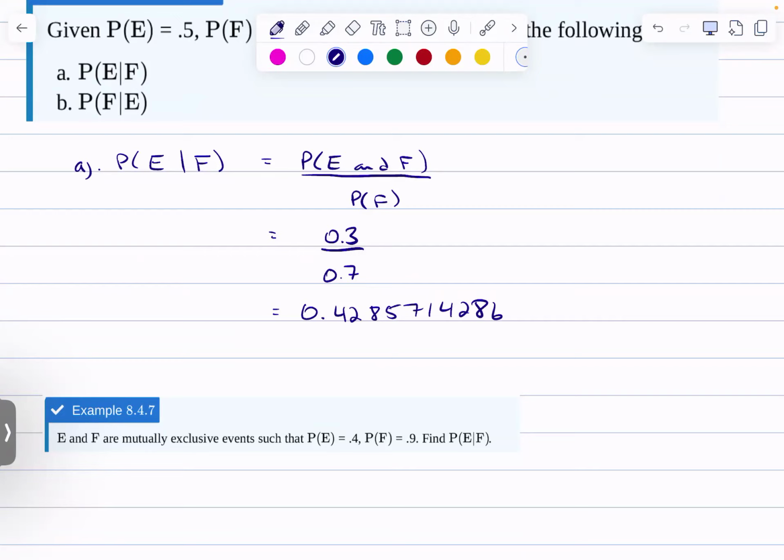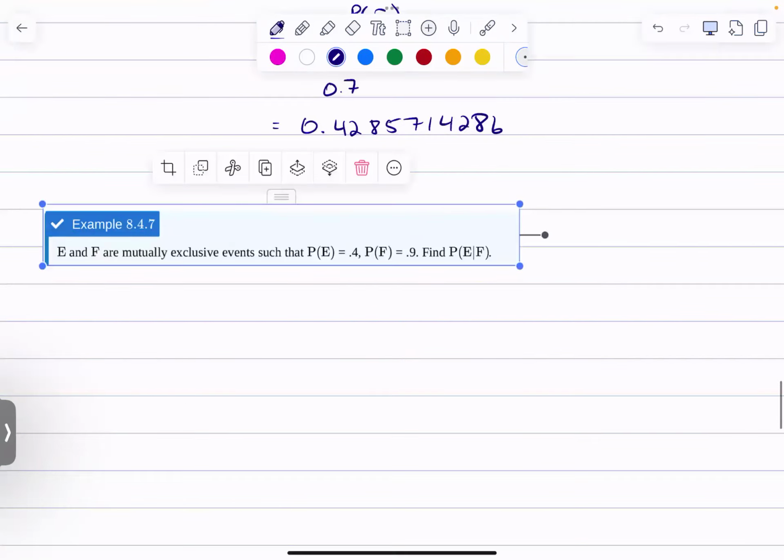What's a rule about probabilities that we need to keep in mind? Probabilities have to be between 0 and 1. Right? So if you get something that's bigger than 1, something went wrong.